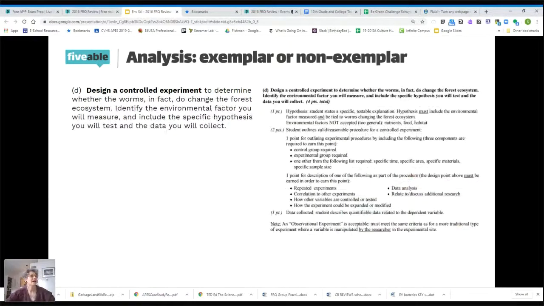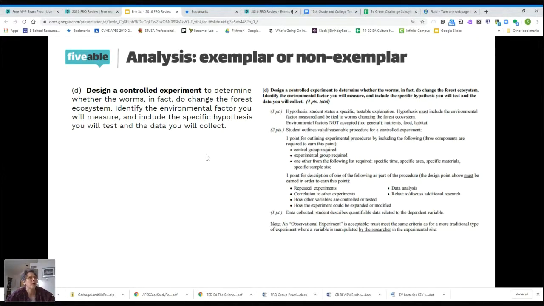Okay. Design a controlled experiment to determine whether the worms, in fact, do change the forest floor ecosystem. Identify the environmental factor you will measure, including the specific hypothesis you will test and the data you will collect. Here's the scoring guidelines. Now, again, this is from a 2003 experiment. So we don't know if these guidelines are exactly going to look like this, but we're pretty sure because they've been doing it for years that way.